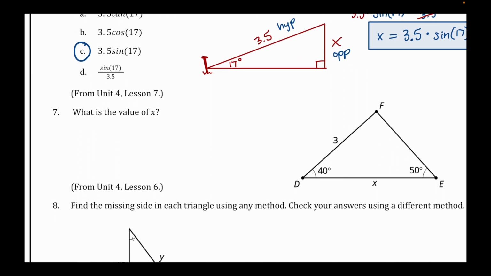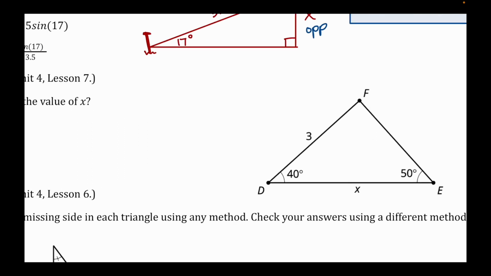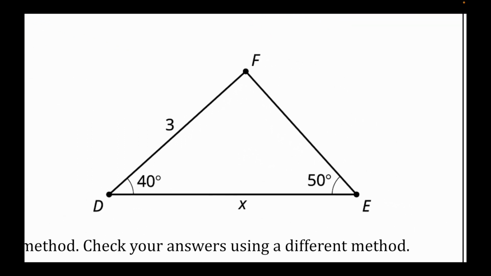Now the next one, they have an angle drawn. They have the angles drawn for us and the triangle, but they're not telling us it's a right triangle, but they want us to find the value of x. They're not telling us it's a right triangle, but I know that 40 and 50 make 90. So that means that this angle right here has to be 90 degrees if my triangle is supposed to add up to 180.